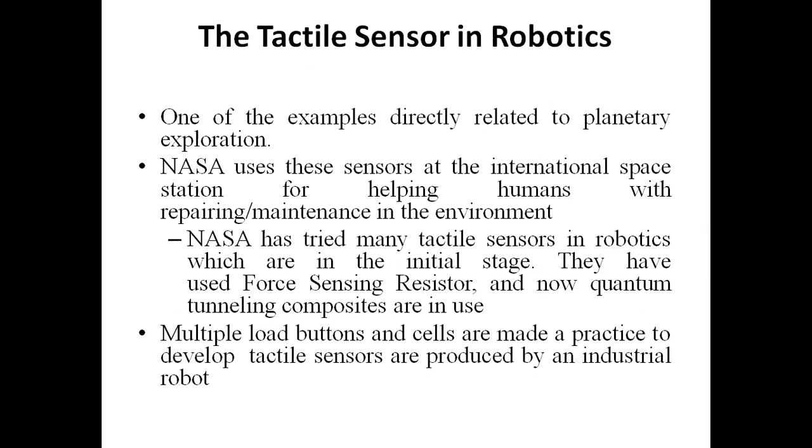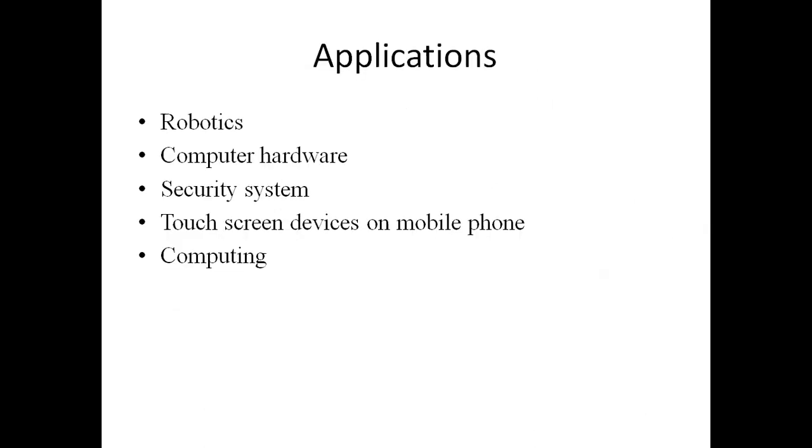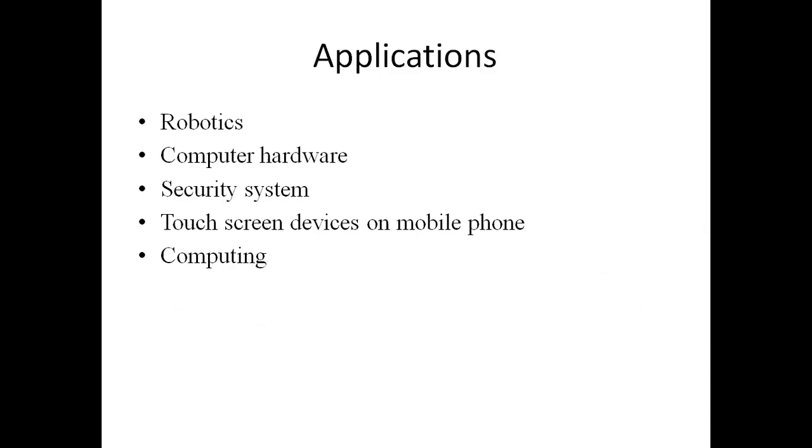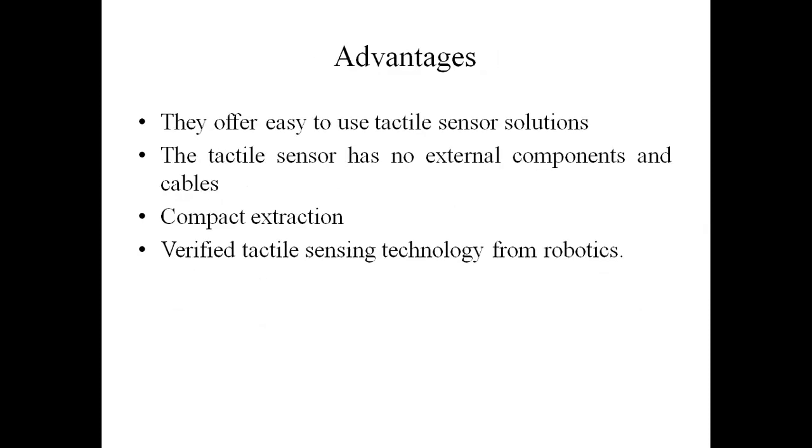One of the examples is directly related to planetary exploration. NASA has tried many technical robotics, which were used in the initial stage. As for applications, it is used in robotics, computer hardware, security systems, touchscreen devices, and mobile phone computing. As for advantages, it is an easy-to-use tactile solution. It has no external components and cables. It has a compact construction, and verified tactile sensing technology from robotics.